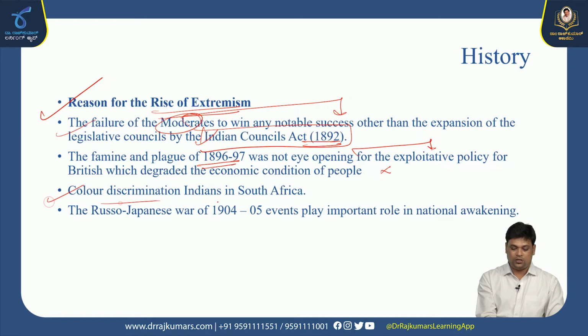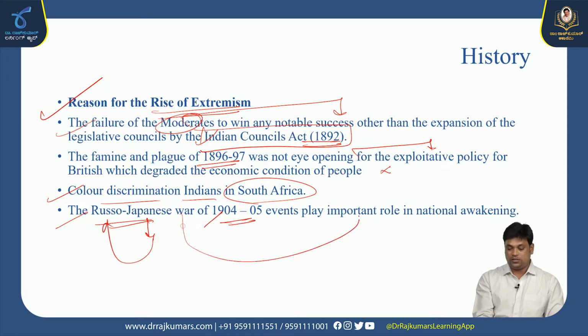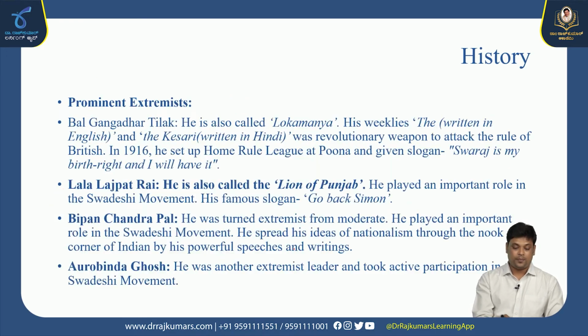Color discrimination against Indians in South Africa. The Russo-Japanese War in the year of 1904 to 1905. Here, the small island Japan got victory over the vast Russian Empire that encouraged Indians to come up with the national awakening. So these are all the reasons behind the rise of extremism in India.